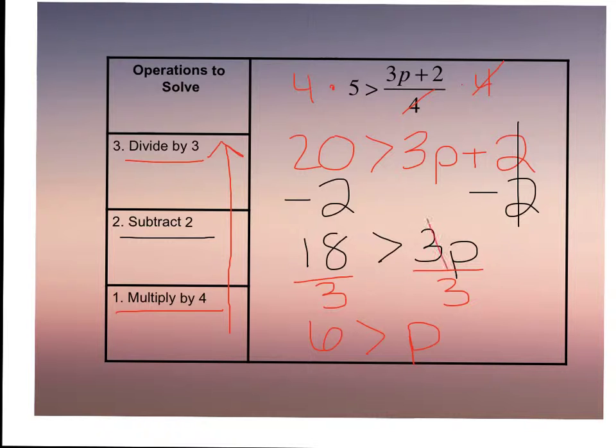But I've taught you that you should always write your variable on the left-hand side. So we're just going to put the p on the left-hand side. The pointed part of the arrow is towards the p. And then I have 6. And this would be my final correct answer. I can also use the arrow to help me graph on a number line.